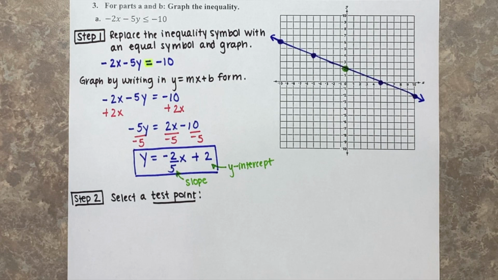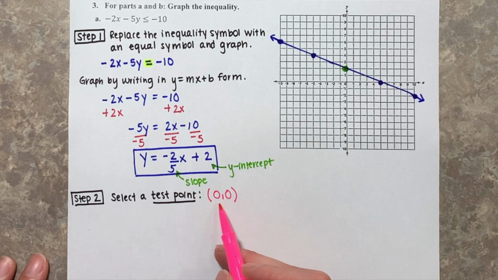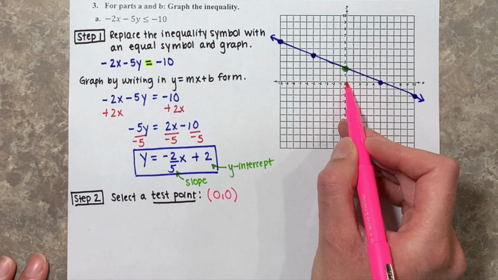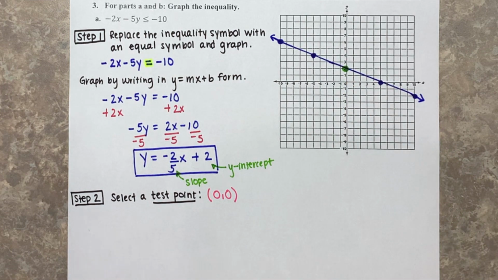Now, for your test point, you can pick any point as long as that point does not lie on the line. But there's one point that is the easiest one to pick, and that point is 0, 0. You can always pick 0, 0 for your test point as long as that point doesn't lie on your line. If your line goes through the point 0, 0, then you can pick any other ordered pair you want, as long as that ordered pair doesn't lie on your line. But for all of our examples, our line will not go through the origin, so we will always be able to pick 0, 0 for our test point.